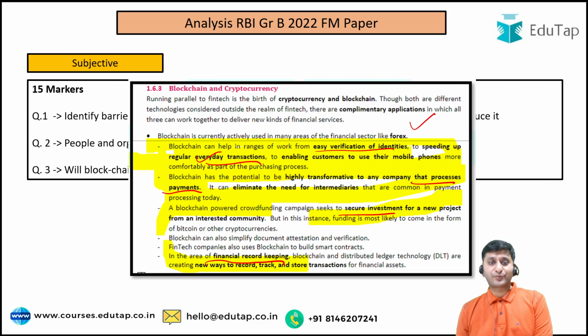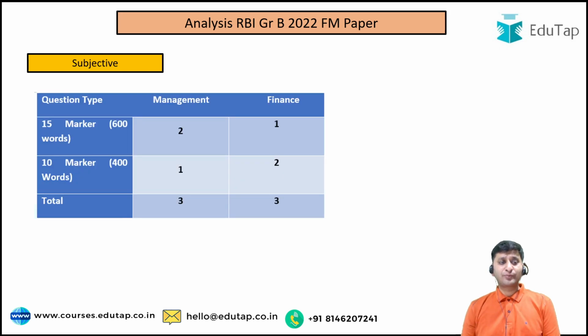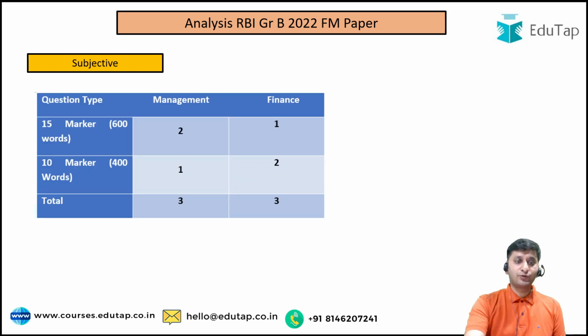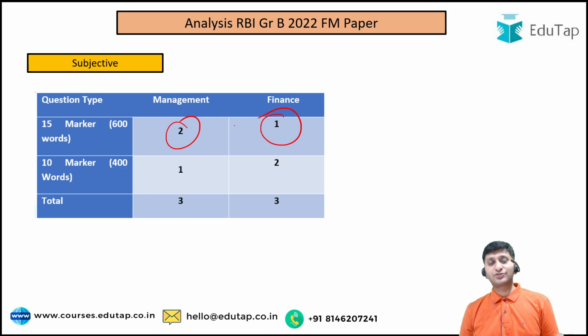At the max, you can say moderate, but I would say somewhere between easy to moderate. If you would have prepared seriously, you would have read each of the syllabus tags properly. Doesn't matter from where, you could have attempted these questions. And this is the breakup. If you see the 15 markers, 2 were from management and 1 was from finance. Now this is also a reversal. Last year in the 15 markers, 2 were from finance and 1 from management. But this year 2 from management, which made even subjective easy.